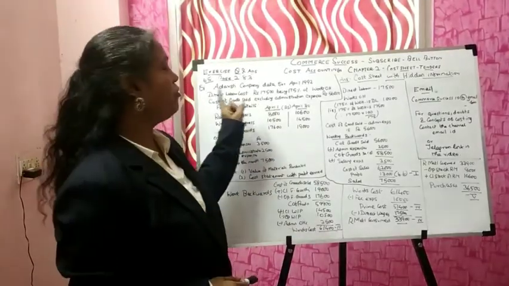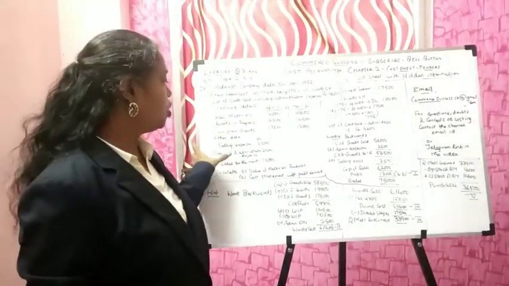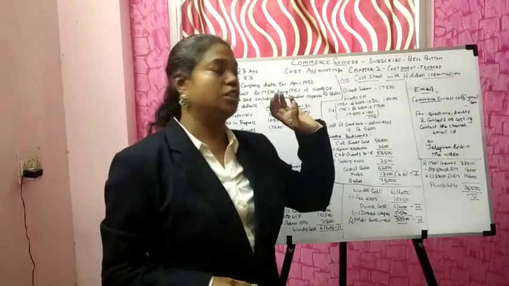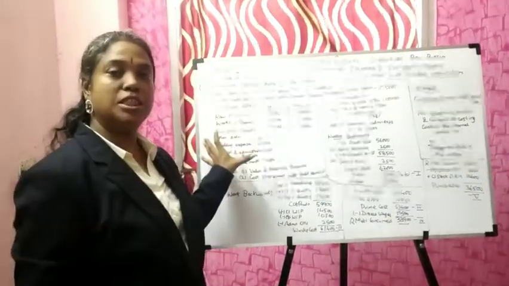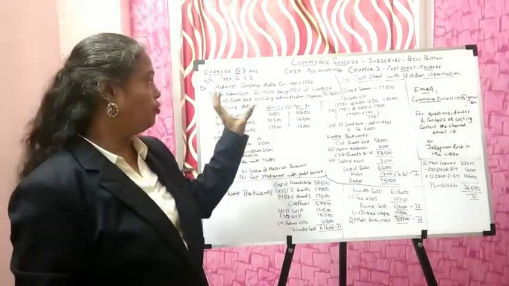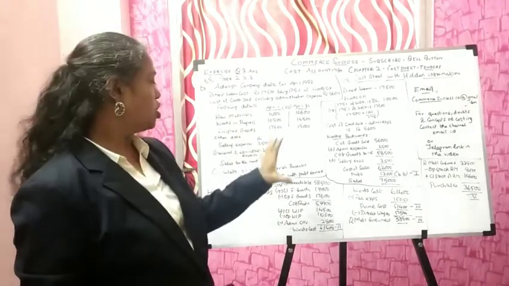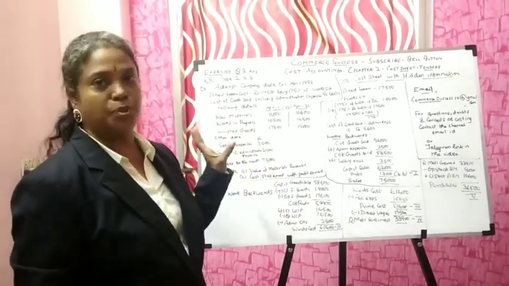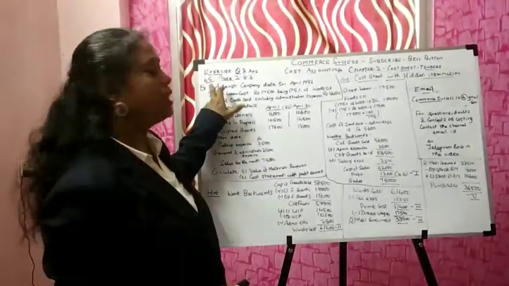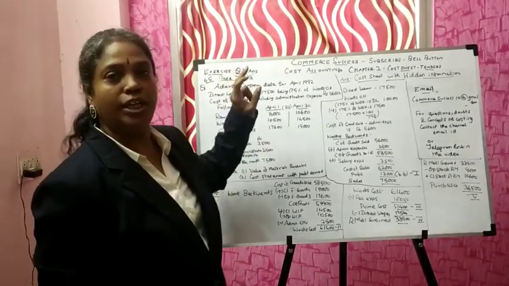Now we'll see a problem on finding out the cost sheet with hidden information. There is information which is not directly given, so we will have to find out the cost sheet and whatever requirements are there as per the problem. The problem is 65, page number 2.83.